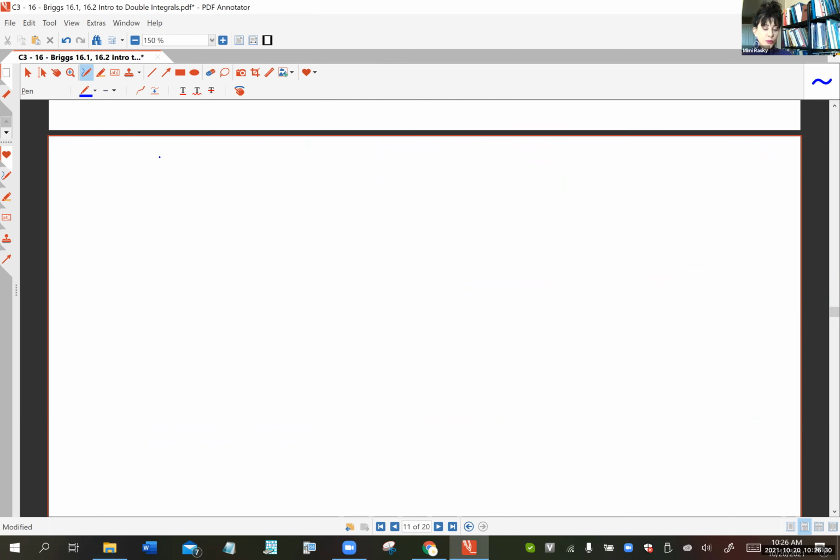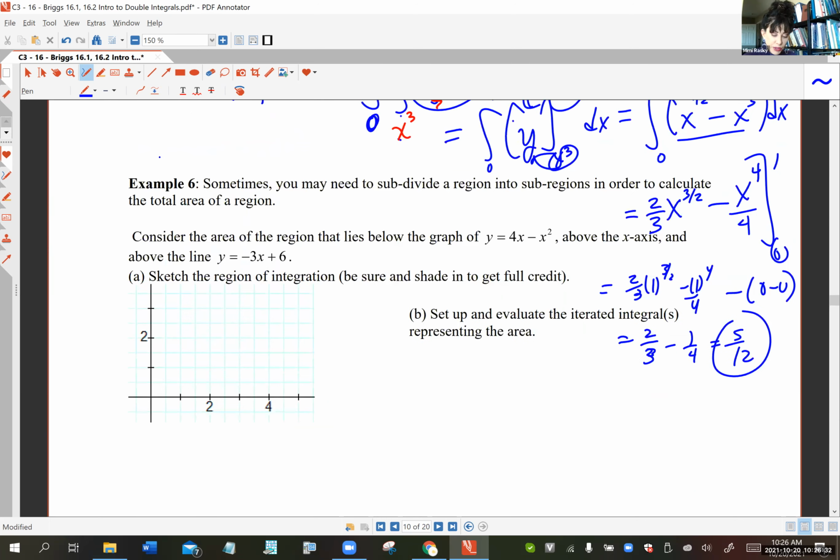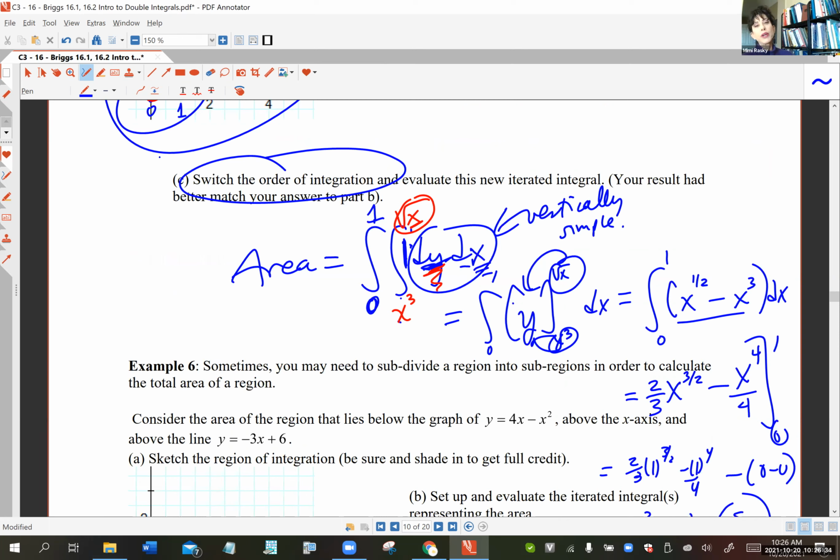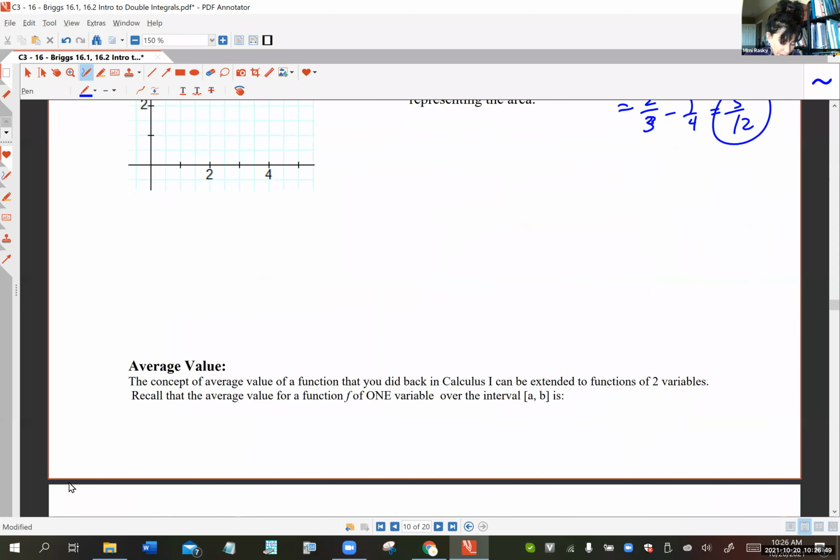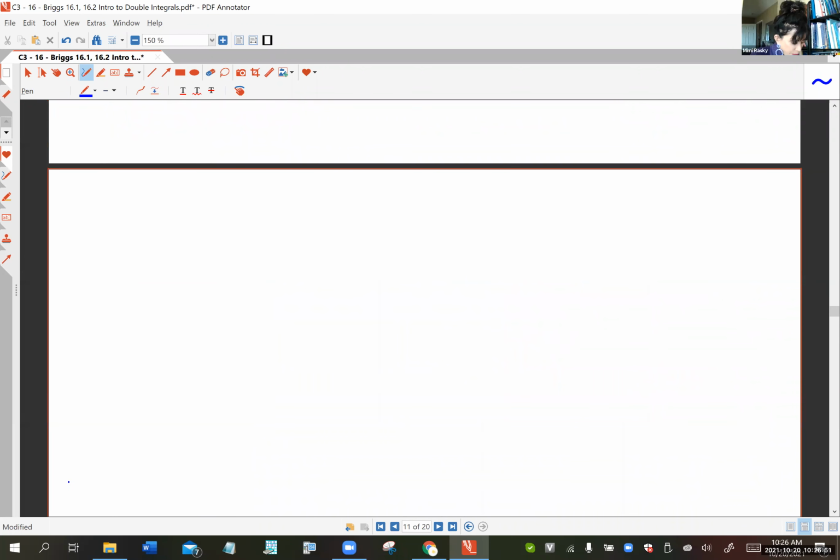The reason why I want to do this extra example here is similar to the example we did before, to give you a reason why you need to know how to switch the order. So I'm going to start the problem for you to give you a little motivation on why you want to learn how to switch order of integration so that you're duly motivated to go practice. So let's take a look at this example.